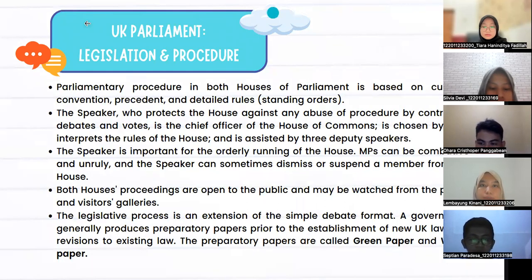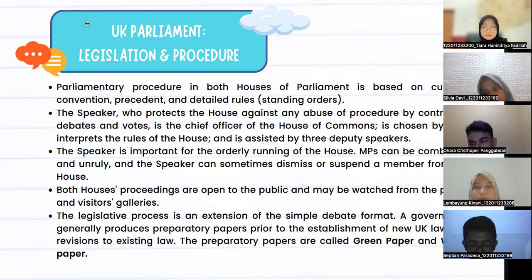Okay, so next up is UK Parliament legislation and procedure. Parliamentary procedure in both houses of Parliament is based on custom, convention, precedent, and detailed rules. The Speaker, who protects the House against any abuse of procedure by controlling debates and votes, is the chief officer of the House of Commons, is chosen by MPs, interprets the rules of the House, and is assisted by 3 deputy speakers. The Speaker is important for the orderly running of the House. MPs can be combative and unruly, and the Speaker can sometimes dismiss or suspend a member from the House.